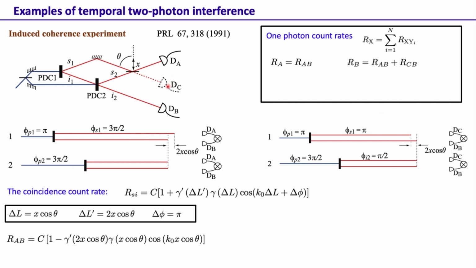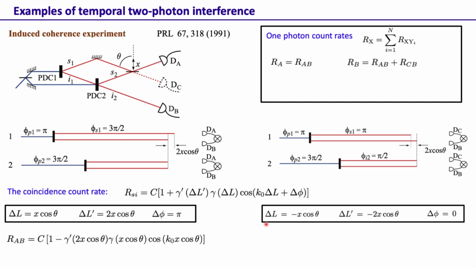So RCB is now the coincidence between detector C and B. It is pretty much the same as this one. If we just calculate, we see that the delta L in this case is minus x cosine theta, delta L prime is minus twice x cosine theta, and delta phi is 0, and delta phi was pi here. As a result, the coincidence count rate between C and B is C times 1 plus gamma prime twice x cosine theta, gamma x cosine theta, and twice cosine k naught x cosine theta. So here we see this expression and this expression, these two are pretty much the same except for the sign here. This is minus over here and this is plus over there.